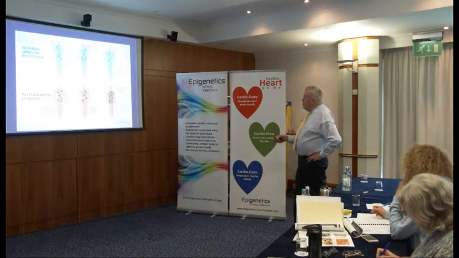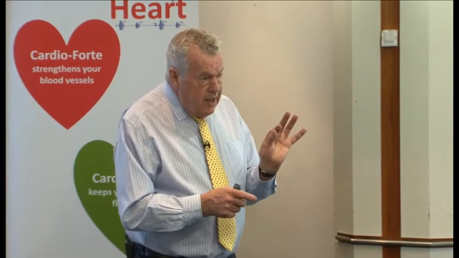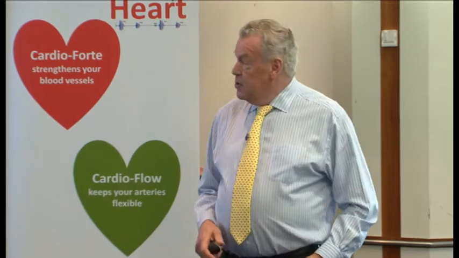So here we see a normal immune response. Antigens invade. So here we've got our pathogens coming in, and then we form our antibodies. Antibodies remove the invading antigens, or in fact they don't actually remove, they lodge on and then the immune system attacks them, and then the antibodies remain and help protect as memory cells. So in other words, when we've had the infection and we produce the antibodies against that, we've always got a few antibodies left in the system in case we're exposed to it again.